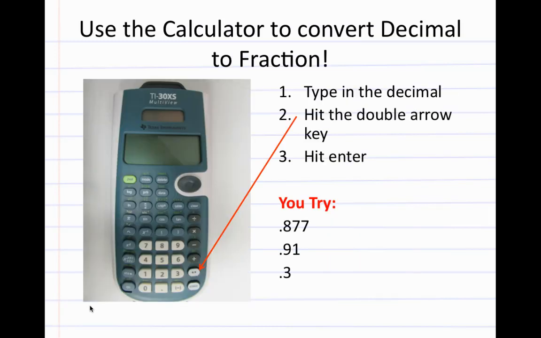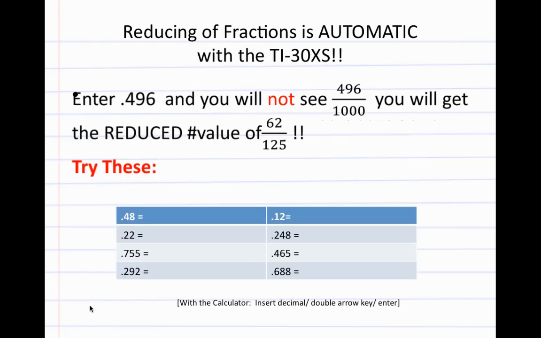Using the calculator to convert a decimal to a fraction. Type in the decimal, and then you're going to hit the double arrow key and hit enter. This will change it into a fraction. It will also reduce your fraction automatically.